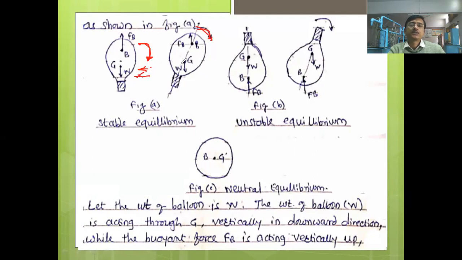Then what is going to happen, because of the change in the alignment of the balloon, the CG as well as this buoyant force, in the earlier condition they were on the same line, but now their position will change. Okay, this W will shift here, this G will shift here, and this B has been shifted here. Now this FB is acting in this direction and this W is acting in this direction.